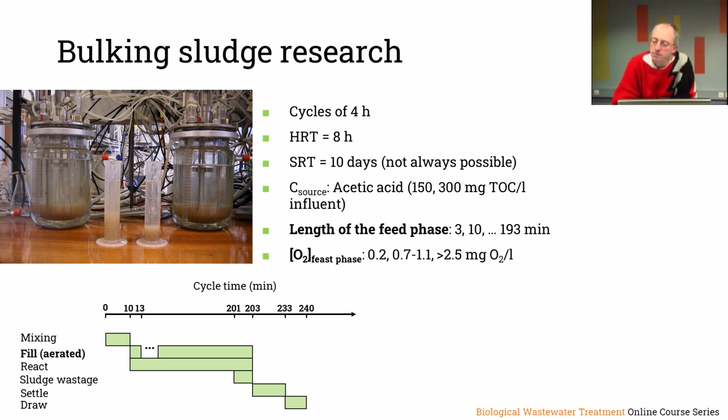We can now change the length of the feed phase, and by changing this length of the feeding phase, we change effectively the behavior of a reactor. If you have a very short feeding phase, it's like a plug flow reactor. If we increase the feeding phase length, it's like having a selector, and if we would feed through the whole cycle, all the 4 hours, it would mean we have a continuous, completely mixed type of reactor. And we can of course vary the oxygen concentration there, between micro-aerophilic and very well aerated systems.